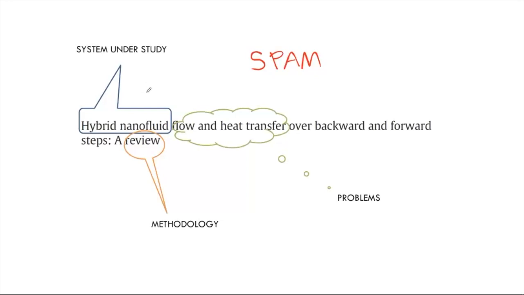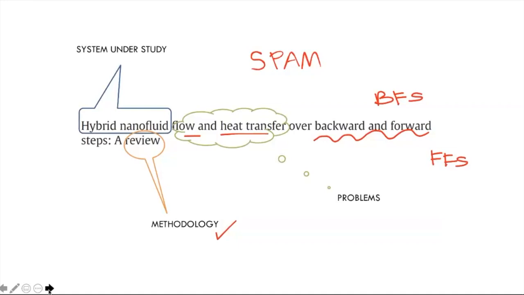So you are expecting in this particular paper, there will be a discussion about hybrid nanofluid, right? And there are people who say that, oh, probably the system under study is backward and forward steps, right? What we call the BFS, backward facing step, or forward facing step. That can also be a subject under study. Okay, the problem here is the flow and the heat transfer. So you do expect there are results related to the nature of the flow, the behavior of the flow, and also results on the heat transfer. And finally, the methodology is about doing a review.